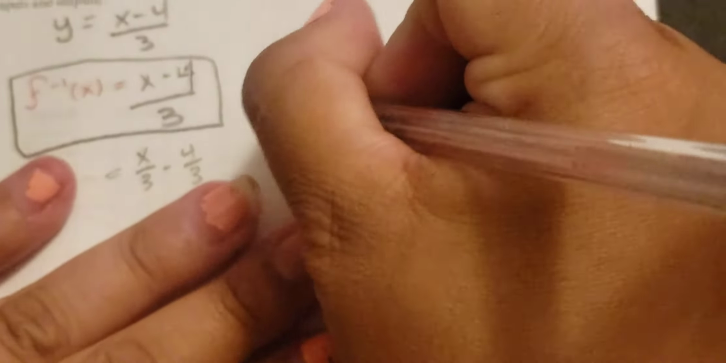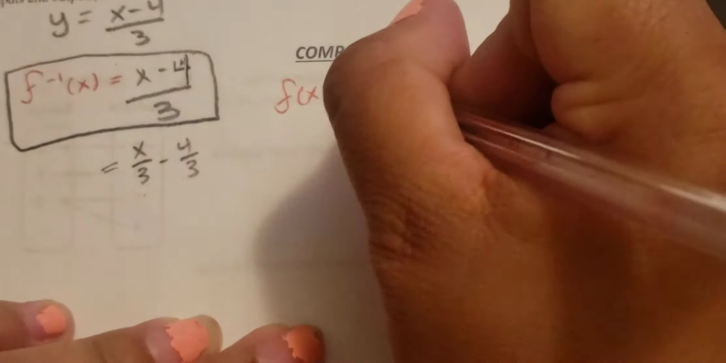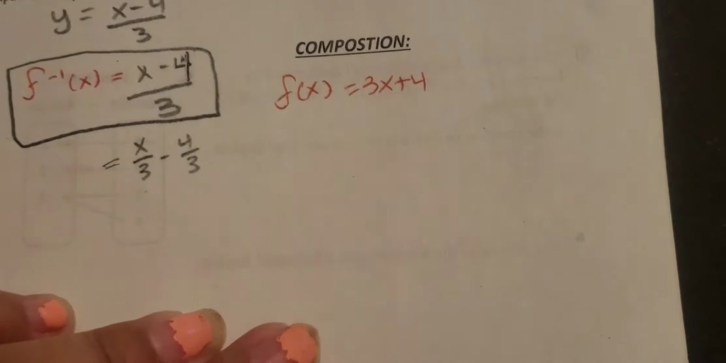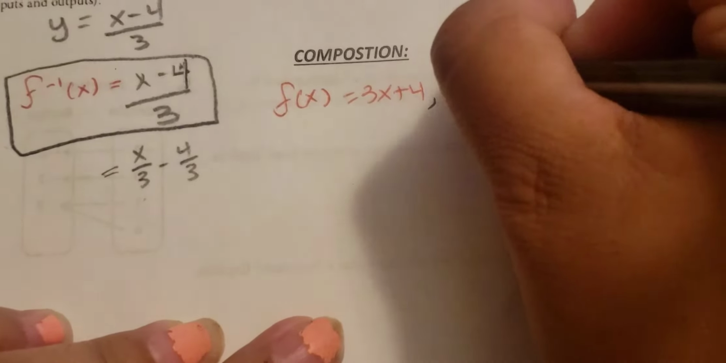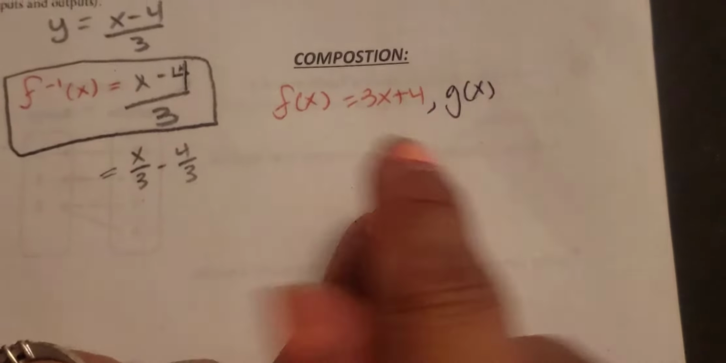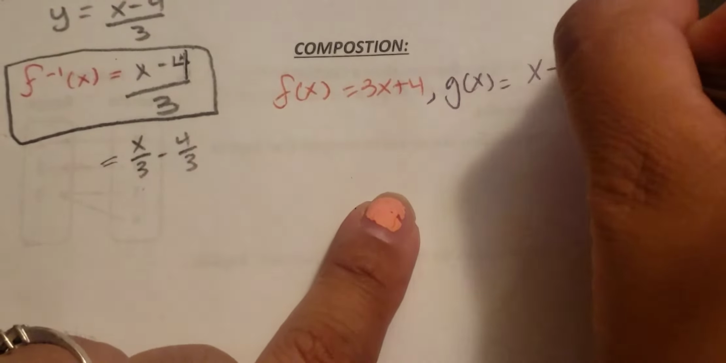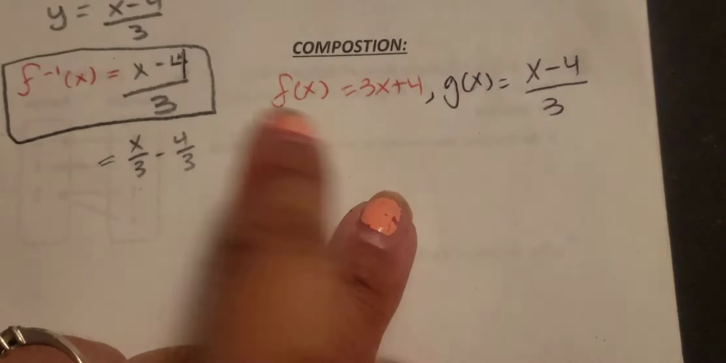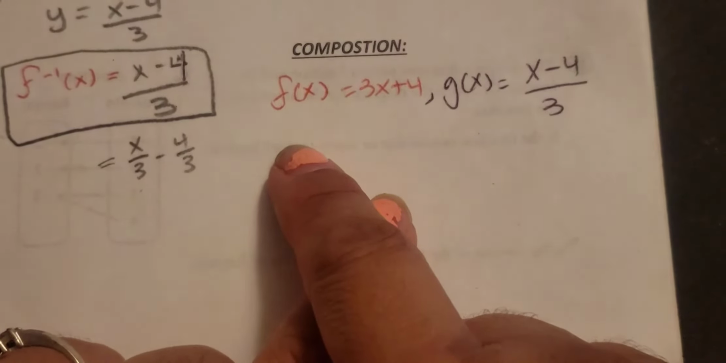So here it is. We're going to call f of x our original function, in this case 3x plus 4. Now I'm going to use a different pen. I'm going to consider g of x my inverse, and I'm going to call that (x minus 4) over 3. g of x is just a letter, but just call this your inverse and your original function.